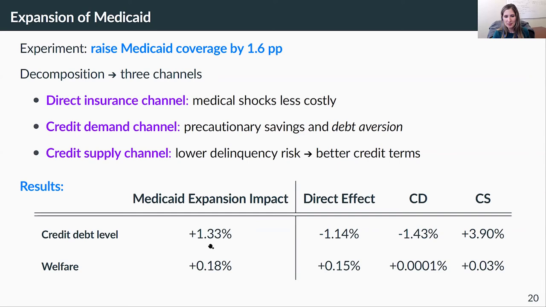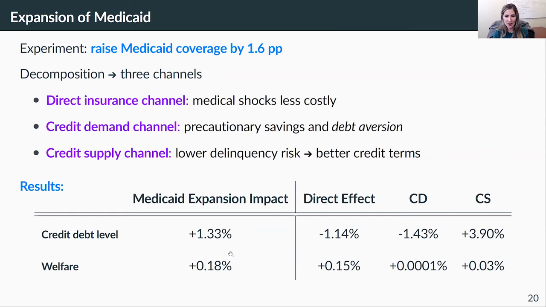Now, the implied welfare gain means that expanding Medicaid was equivalent to an 18 basis point permanent increase in consumption for households for the rest of their life. So quantitatively, this is a significant benefit.